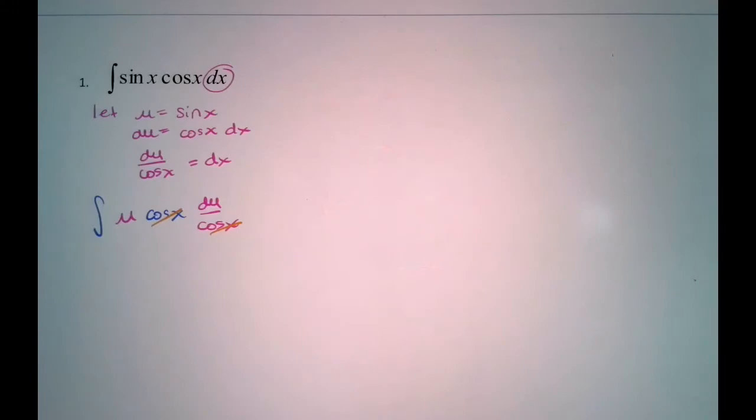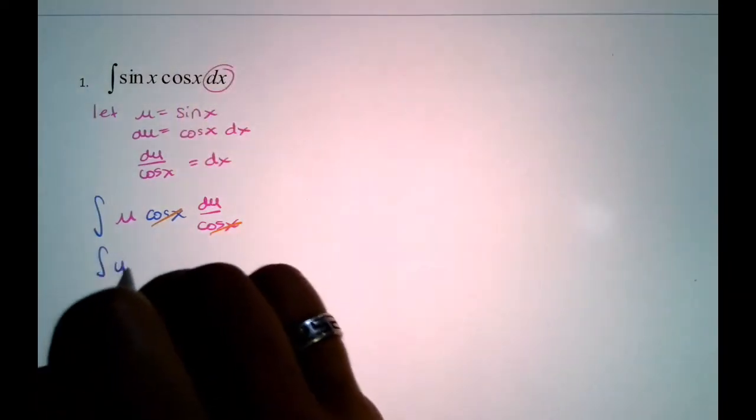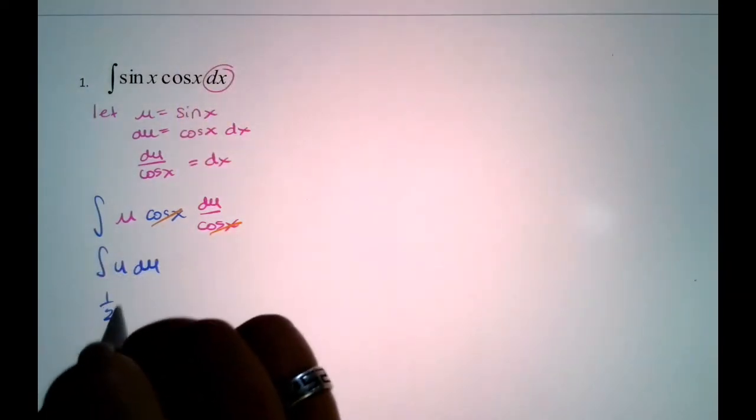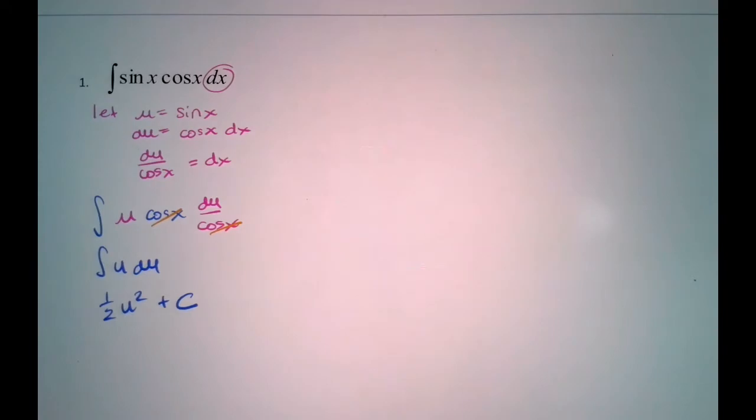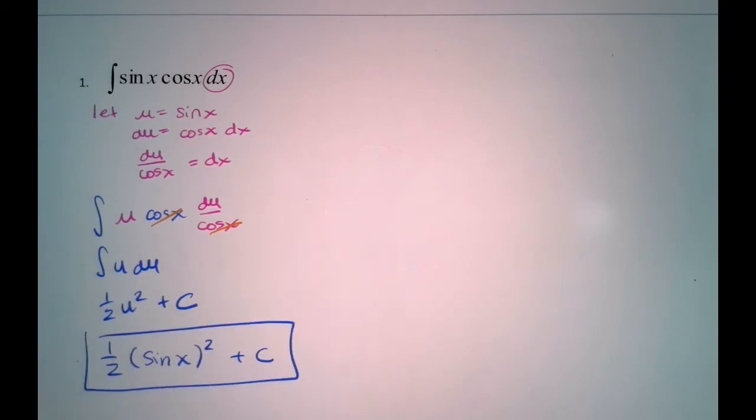You now have to actually remember to integrate it. You're being left with integrating here the integral of u du, which of course is 1/2 u squared plus c. I will switch this back into our function of x, which is 1/2 sine squared x plus c. Okay. Now that's one way of going about this problem, right?